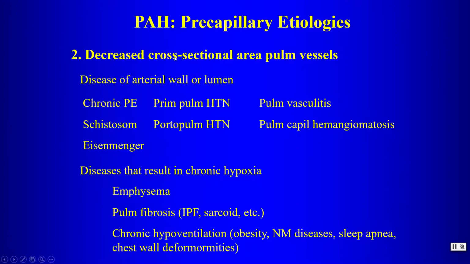Now, the second category of diseases are those that decrease the cross-sectional area of pulmonary vessels. So diseases causing obstruction, like chronic PE, primary pulmonary hypertension, vasculitis, schistosomiasis, and then pulmonary capillary hemangiomatosis, which we will cover later. And then also in this category would be diseases that result in chronic hypoxia, because this results in destruction of pulmonary blood vessels, and that results in a decreased total cross-sectional area available for blood flow through the lungs. So we can see that, of course, with emphysema and pulmonary fibrosis.